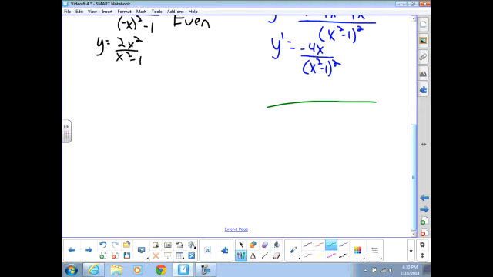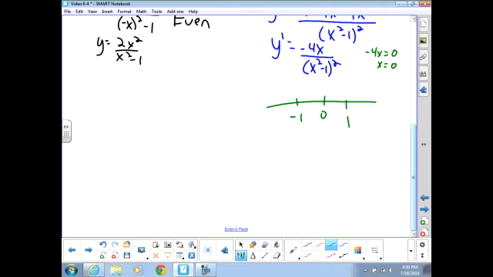Remember, it does not exist at 1 and negative 1, so we need to make sure we put those on our number line. And we have to know when this will equal 0. Well, remember, a fraction is equal to 0 when the numerator is equal to 0. So negative 4x is equal to 0 when x is equal to 0. So we'll also put that on our number line. Keep in mind that you can't have maxes or mins at negative 1 and 1 because that does not exist, the graph there.